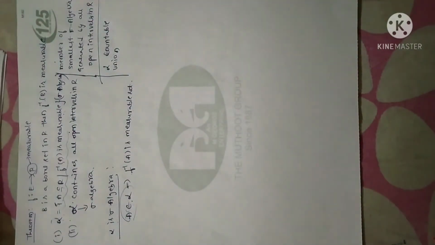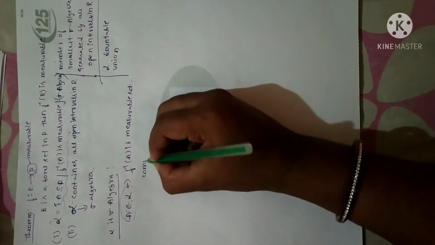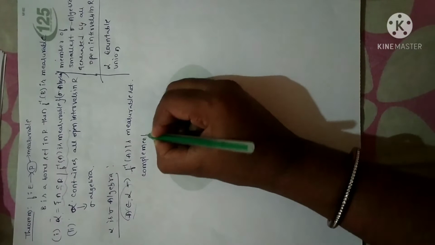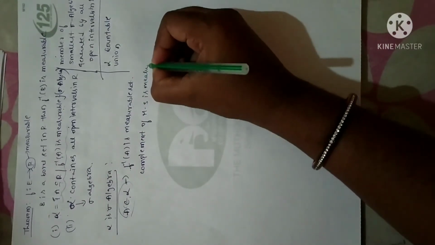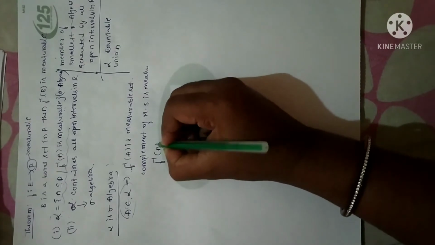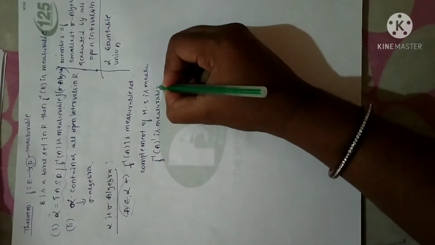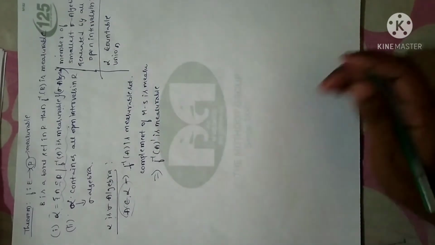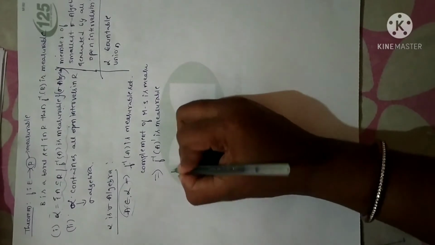So if F inverse of A is measurable, we have already proved that the complement of a measurable set is measurable, right? So from that statement I can say F inverse of A complement is measurable. Why? Because the complement of a measurable set is measurable. Now I can rewrite this.